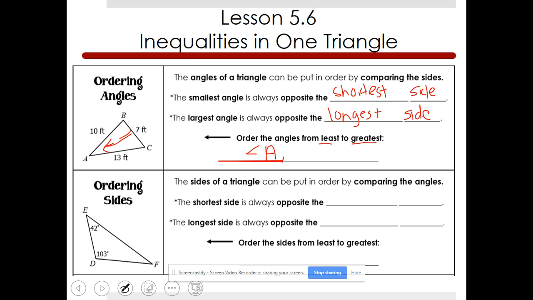Then the next side is 10. Opposite 10 is angle C. And the last one is 13. So the biggest one is going to be angle B.